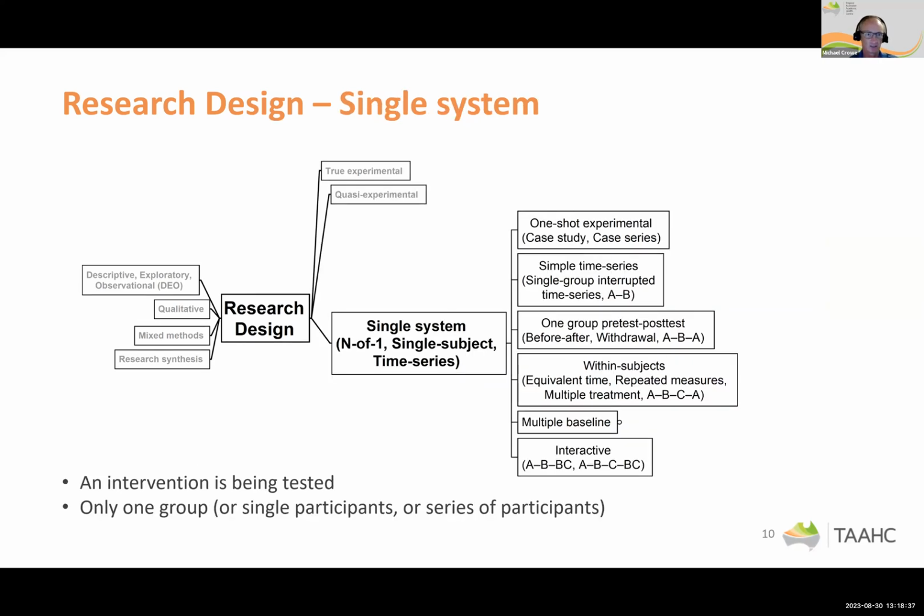Then there's single system. There's lots of different single system designs, and they're known by lots of different names as well. In psychology, there are a lot of N of 1 studies, as they're called there. In other areas, they're called single subjects, and in other areas again, there's time series as well. You're still testing some sort of intervention, but you've only got one group, or a single patient, or a series of single patients, or a series of participants. It really depends on how it's set up, and there's lots of ways of doing it.